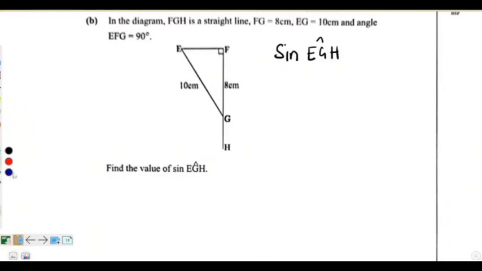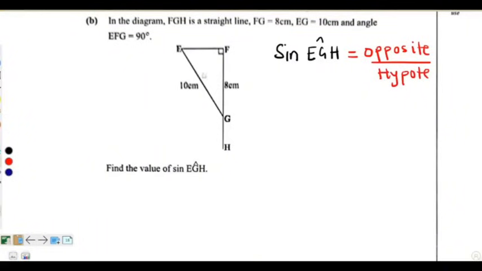Now, the moment you see sine, remember, this is a right angle triangle, so you have to remember the trigonometric ratio, since we are talking about sine. So what is the trigonometric ratio for sine? We normally say sine is equal to opposite over hypotenuse. Opposite over hypotenuse.